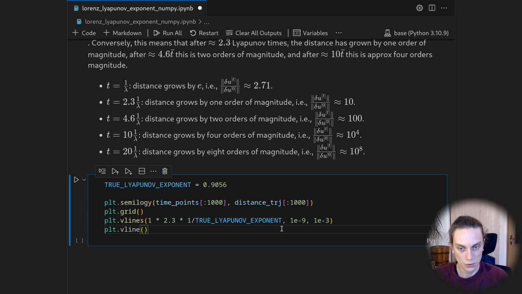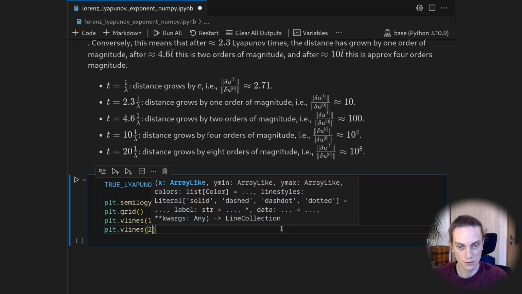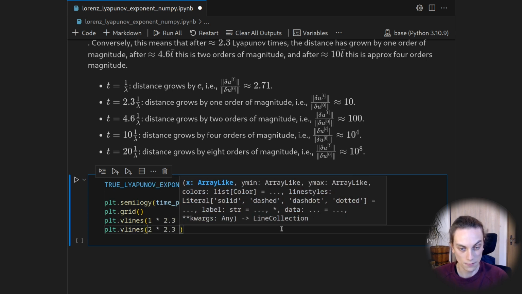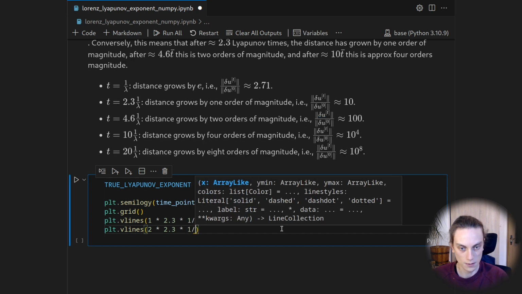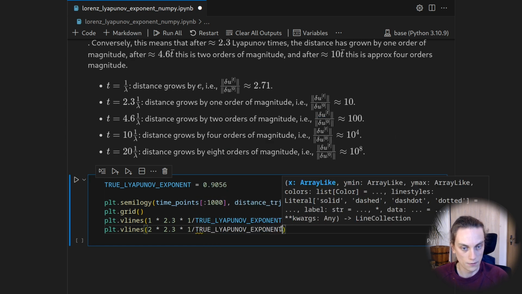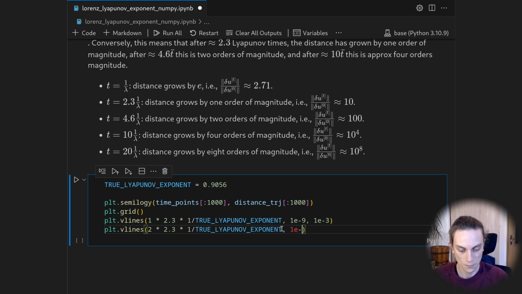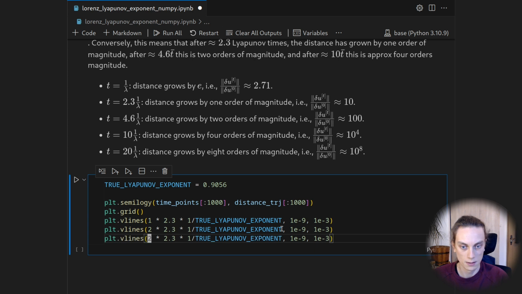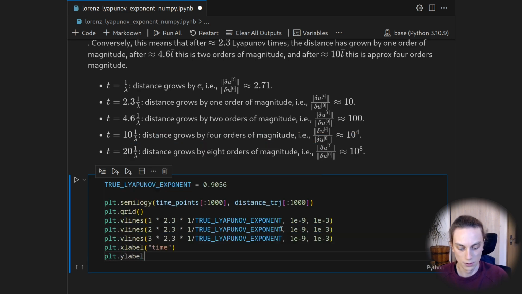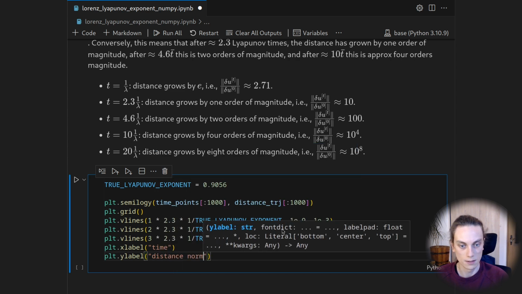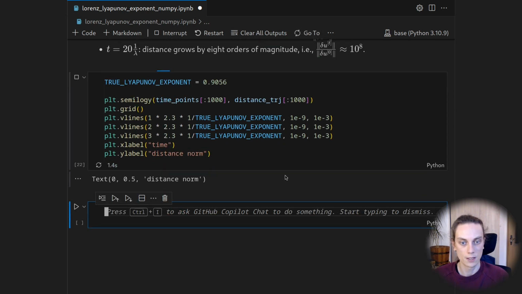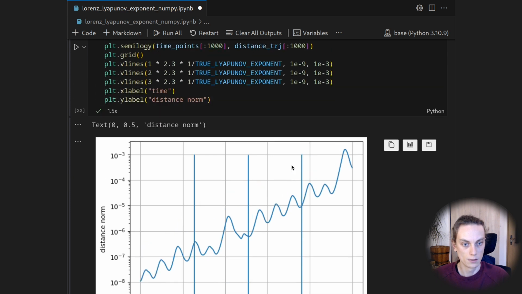And let's also do 2 times 2.3 Lyapunov times, 2 times 2.3 times 1 divided by the Lyapunov exponent. Again, from 1e-9 to 1e-3. And let me just copy paste that. And let's have the same for 3 times that. And let's add the x label, this time it is time. And again, the y label shall be distance norm. Let's execute that. Here we go.